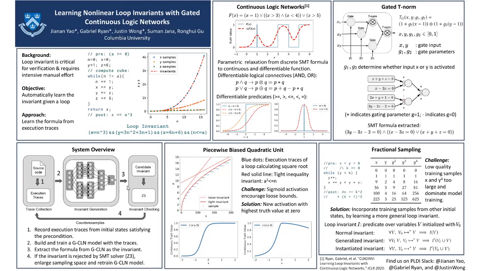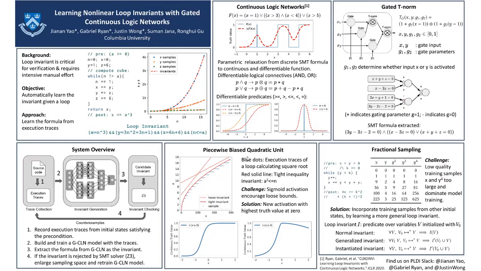I can only give a very high-level idea of our many techniques in this paper. In this first step of collecting execution traces, in some cases where the normal traces are not enough, we use fractional sampling to collect more, more fine-grained traces.